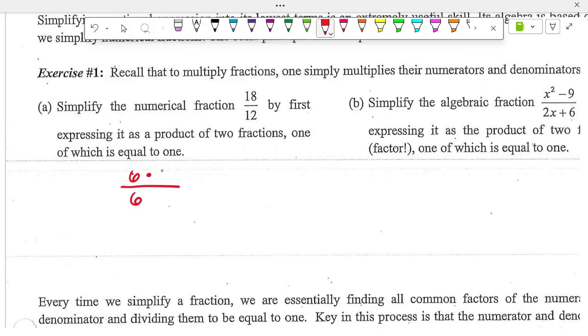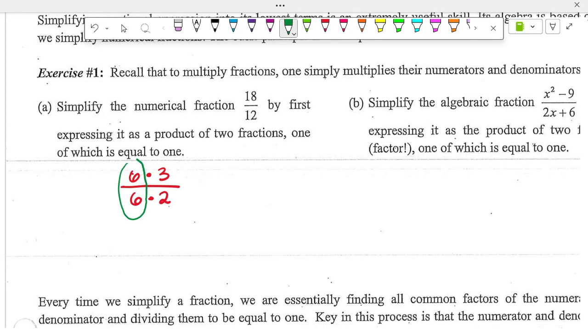6 times what is 18? 3. 6 times, 12 divided by 6 is what? 2. Now, can anyone tell me what's going to happen here? So why did I do this? How does this help me simplify? We can get rid of the 6's. Why?